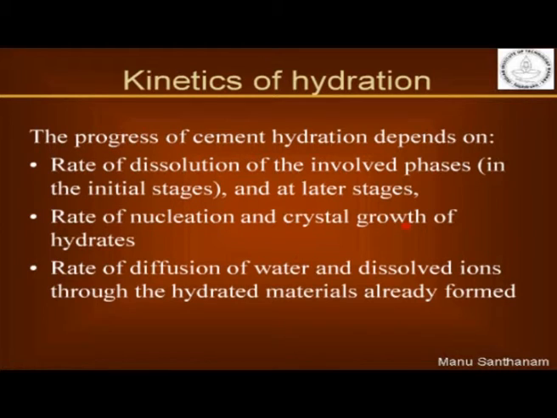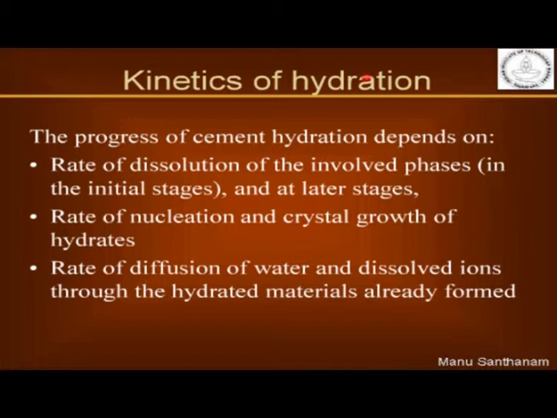So the last stage of cement hydration is dependent on the rate at which water will diffuse through the hydrated layers to reach the particles that are still not hydrated. So you have rate of dissolution at the early stages, the rate of nucleation of the hydration products, and finally the rate at which water will diffuse through these layers to reach the unhydrated cement to continue the hydration. These are the 3 factors which will control the rate at which cement hydrates.